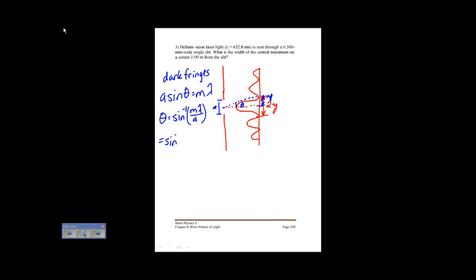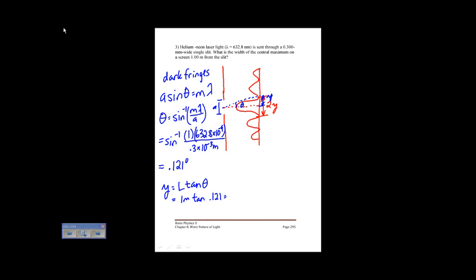So that is the inverse sine of m, which is 1, times lambda, 632.8, divided by a, which is 0.3 millimeters, or 0.3 times 10 to the minus 3 meters. So that gives me my angle, which is going to be 0.121 degrees. And then I solve for y, similar to how I did before. Y equals L tan theta. The screen is 1 meter away, times the tan of 0.121.